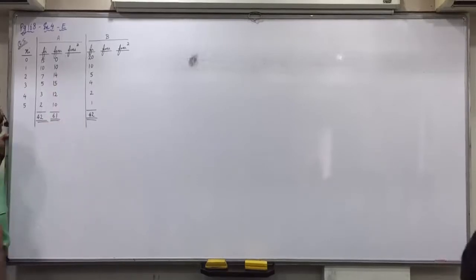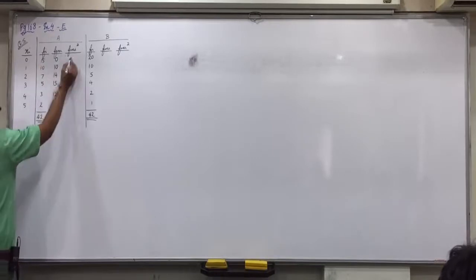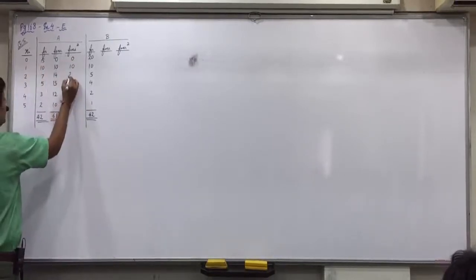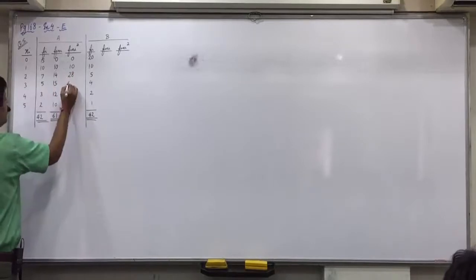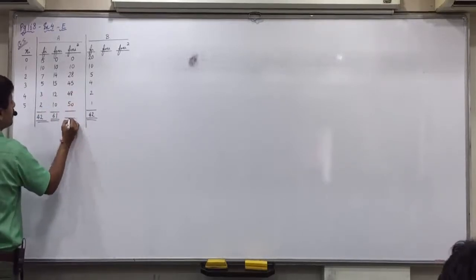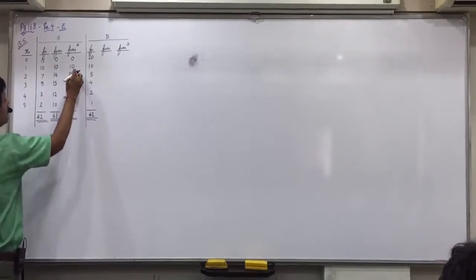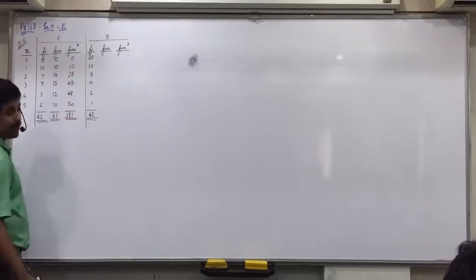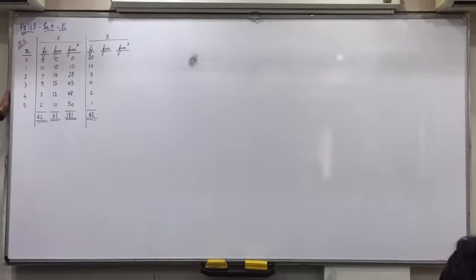Total is 61. And then how do we find fixi square? Fixi into xi means 0 into 0, 0, 10 into 1, 10, 14 into 2, 28, 15 into 3, 45, 12 into 4, 48, 10 into 5, 50. Total is 181. Any confusions with this? Raise your hand.